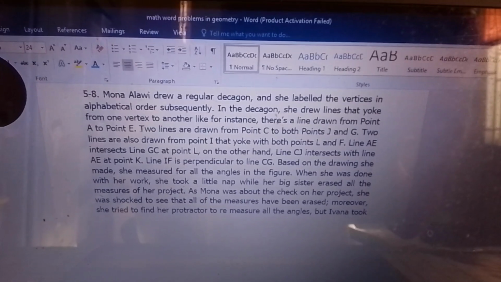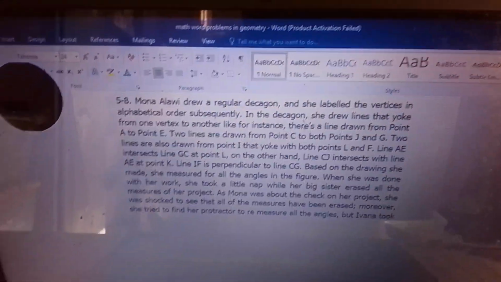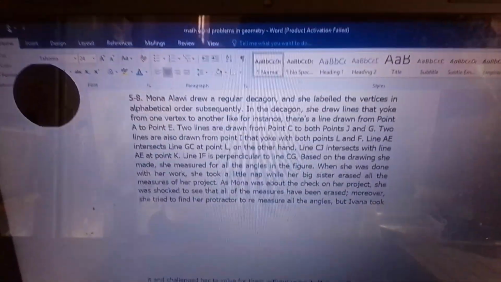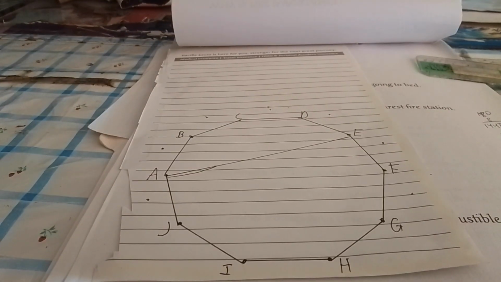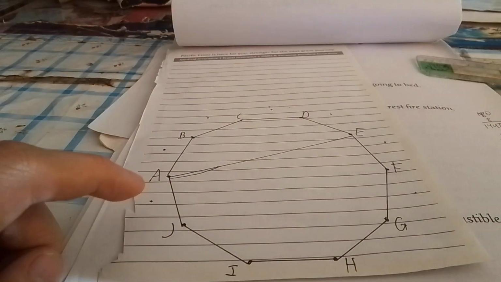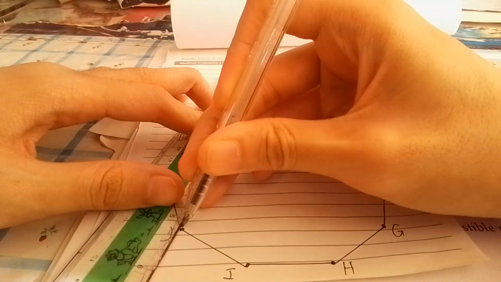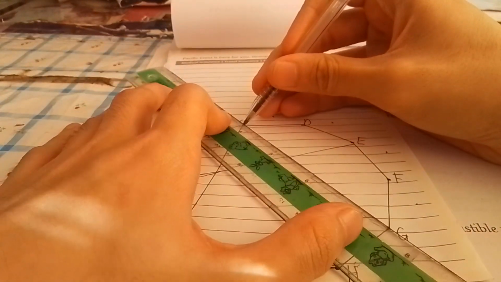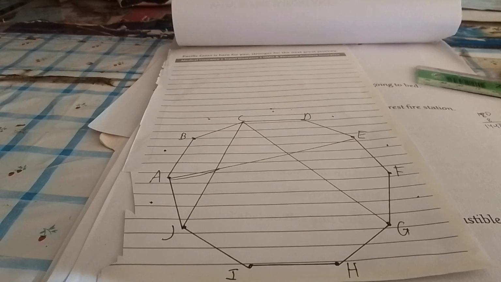Two lines are drawn from point C to both points J and point G. So, following instructions again. Don't think it's just going to be a regular decagon, okay? This time, there are lines to make the problem trickier. But what does the instruction say? Two lines are drawn from point C to point J and from point C to point G. So, if this is point J, this is point G. So, getting your ruler, we draw the line just like this. Follow the line carefully, then sketch. And then we work it out on the other side, since it connects to point G. Alright? So that's how the figure should look like.